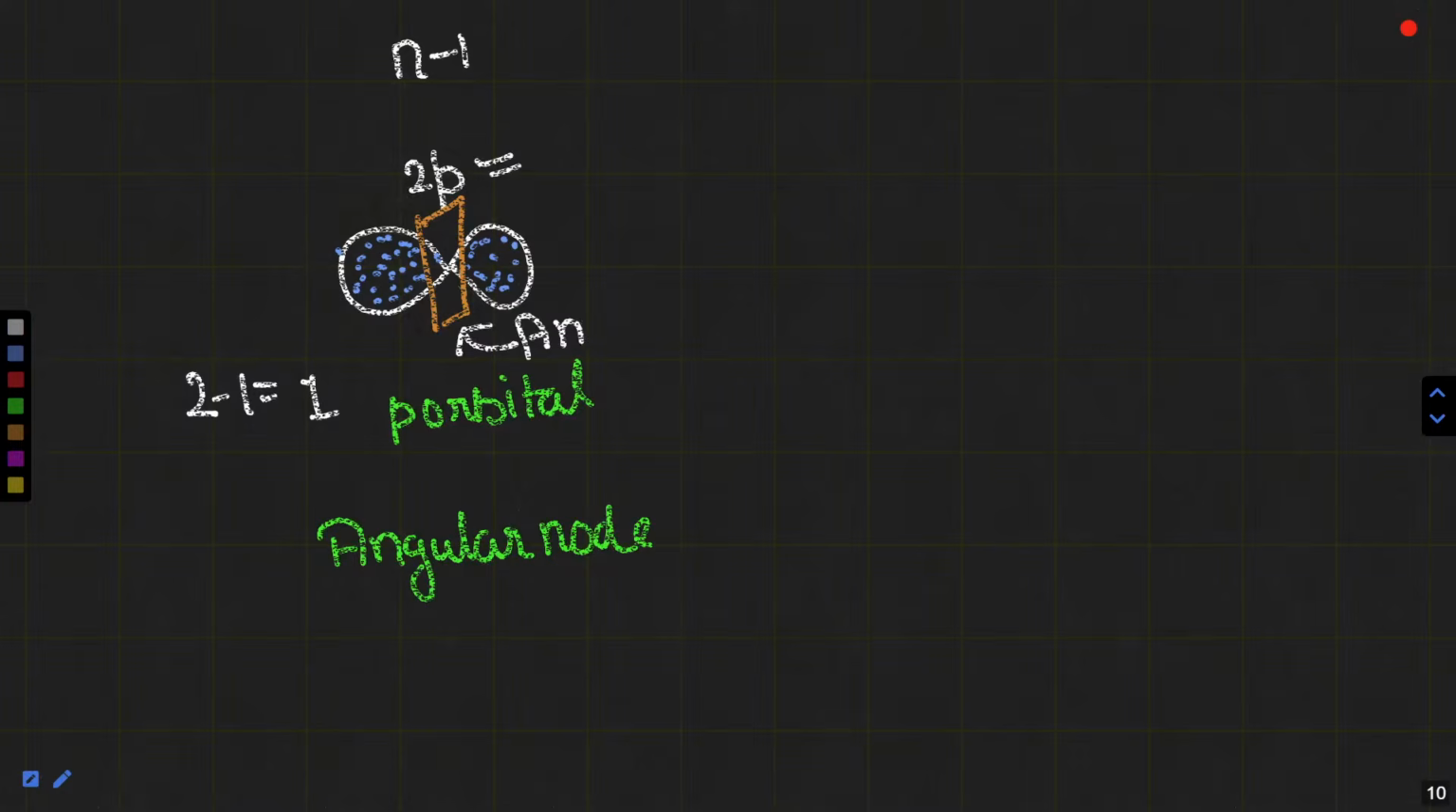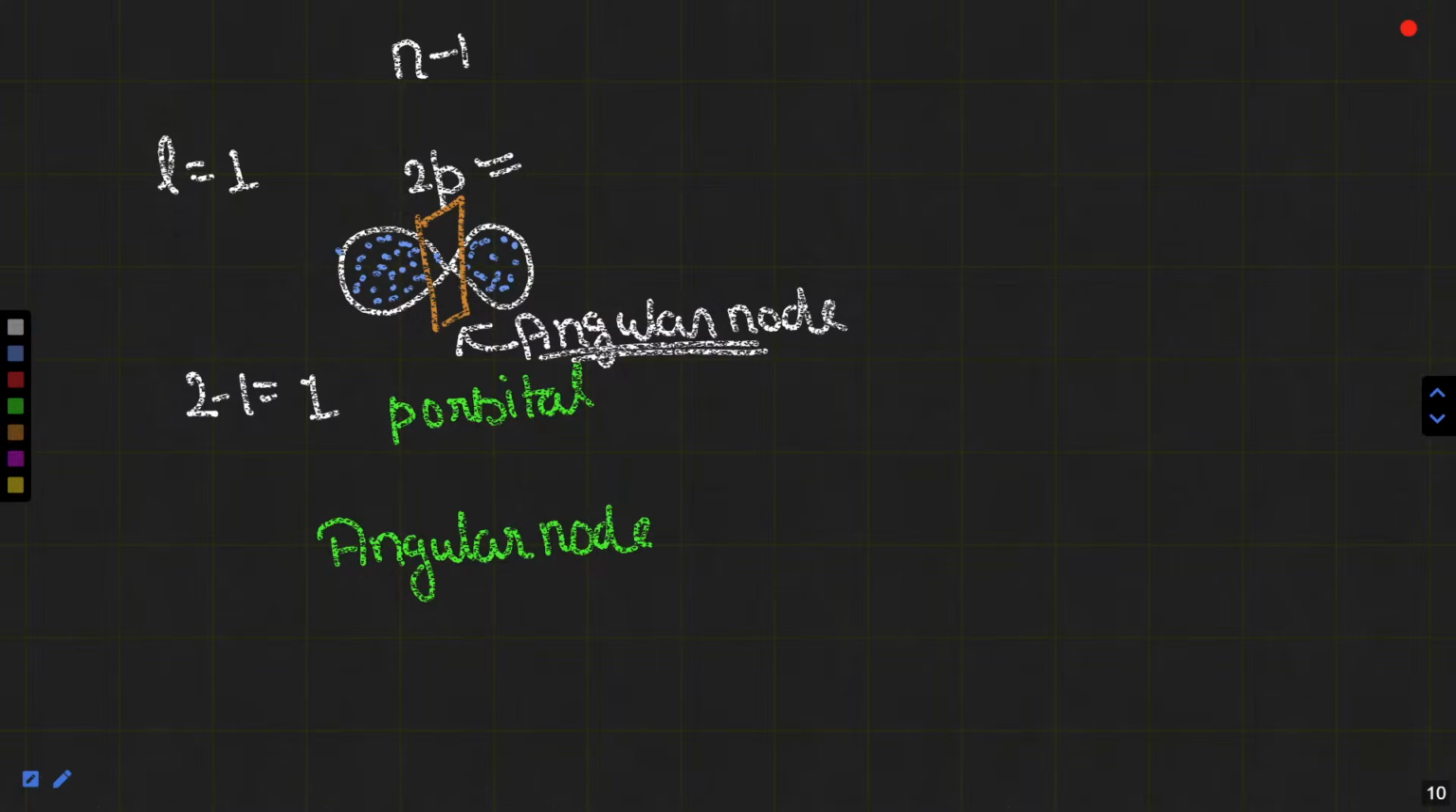Is it clear to all of you? What is angular node? Any doubt in this? Now the number of angular node is always equal to the value of L. So what is the value of L for p orbital? Anyone? Okay, so it is 1.